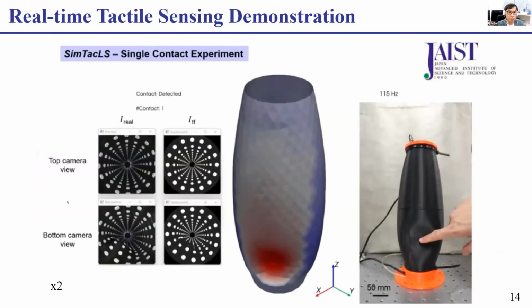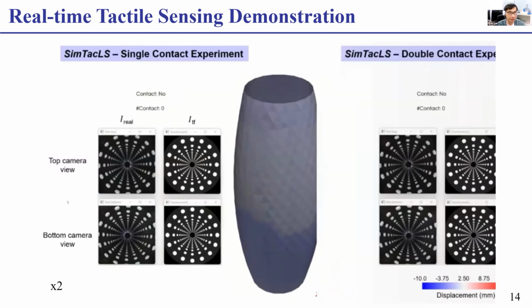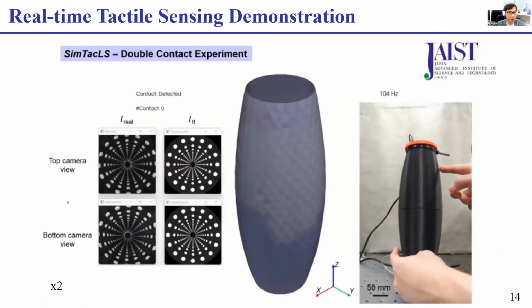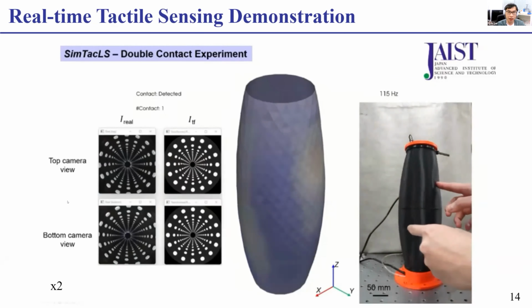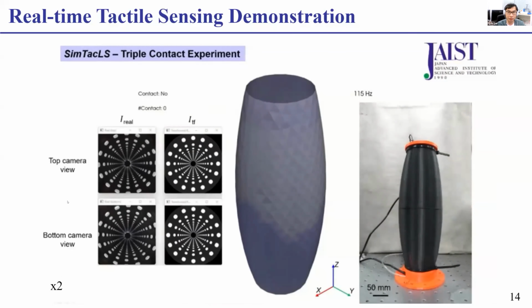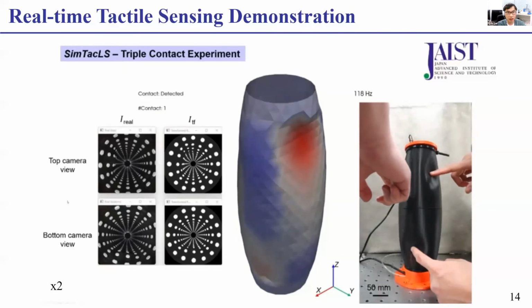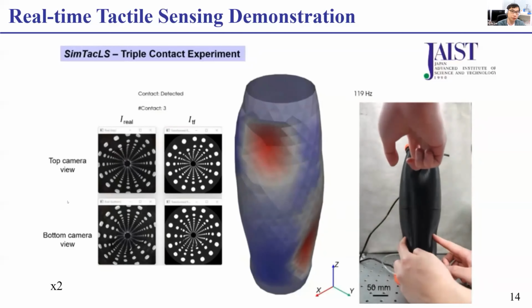And here's a video showing the tactile sensing performed in real time on our large-scale tactile device using the sim-to-real technique that I have presented. As you can see, the sensor can feel the touch with diverse contact conditions, such as double and even triple contact points. And with the help of GPU computing, the sampling rate can attain up to 100 Hz.